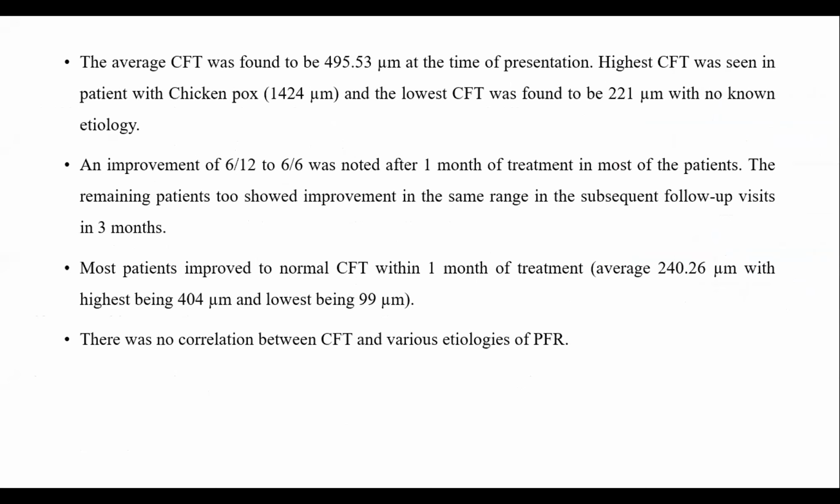There was an improvement of 6/12 to 6/6 in the visual acuity after 1 month of treatment in most of the patients. Even in the remaining patients, there was improvement in the subsequent follow-up at 3 months. Most patients improved to normal central foveal thickness within 1 month of treatment. That is 240.26 micron, with highest being 404 and lowest being 99 micron.